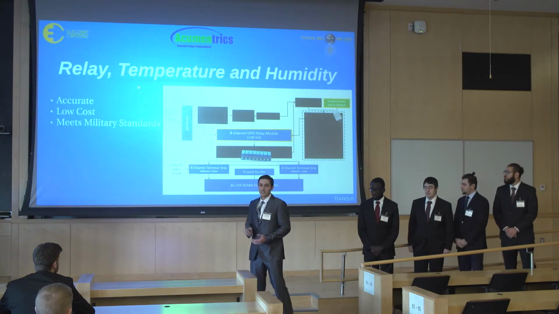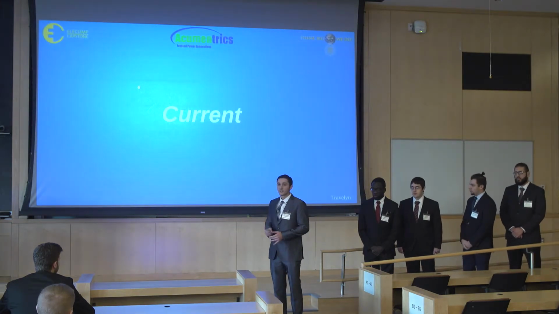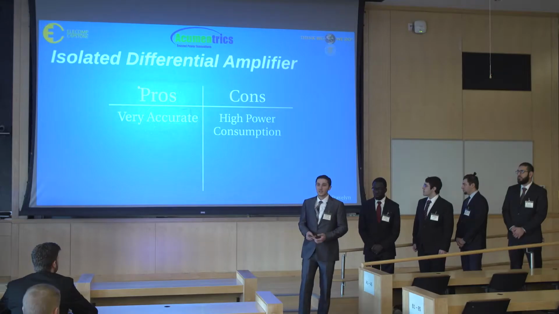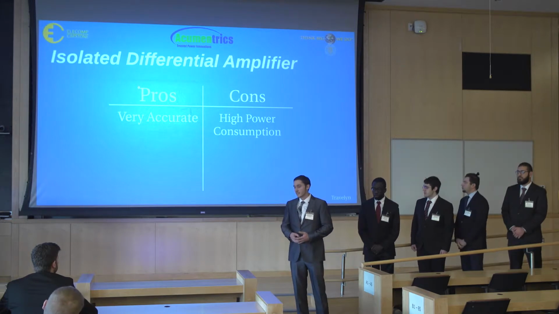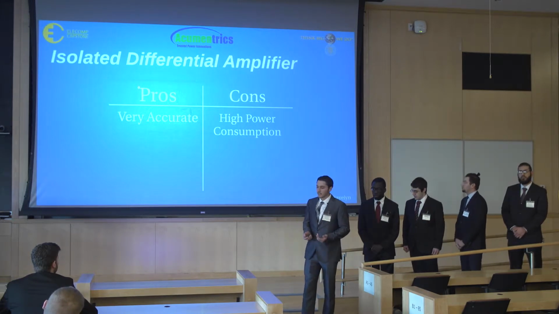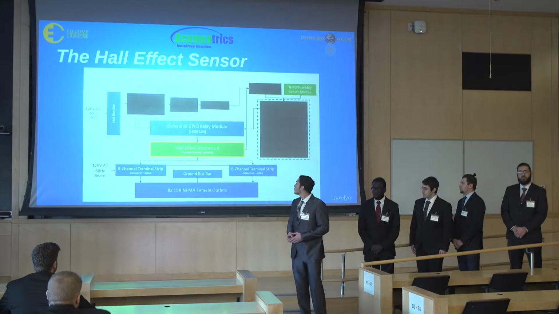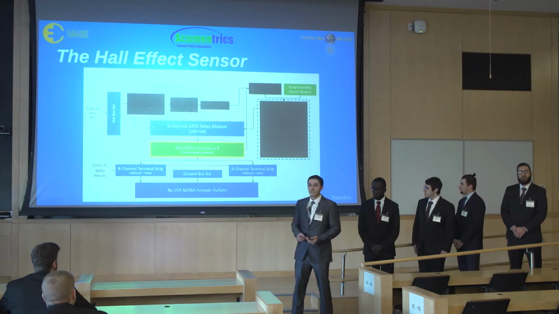Now the next sensor that we needed to implement was a current sensor. This current sensor is crucial to our design. Initially, our technical directors suggested that we use an isolated differential amplifier along with a shunt resistor. Having no prior knowledge of using this, we performed research on how to implement and how to design our system with this. And in our research for the design, we were able to find a Hall effect sensor.